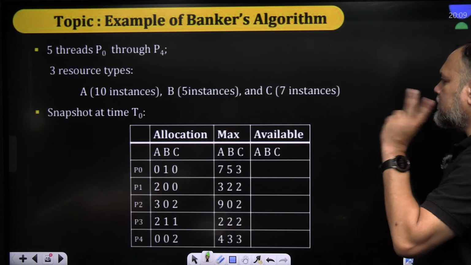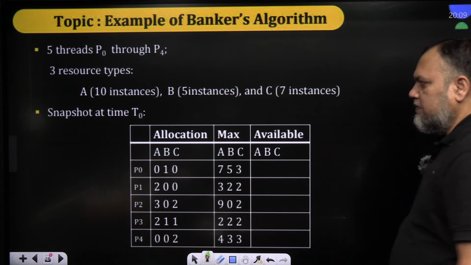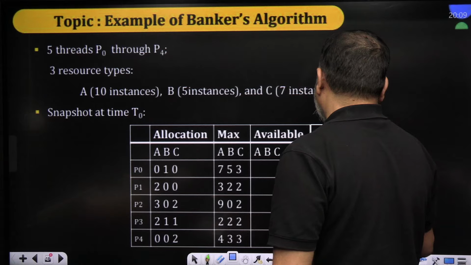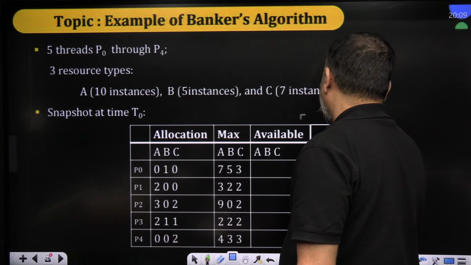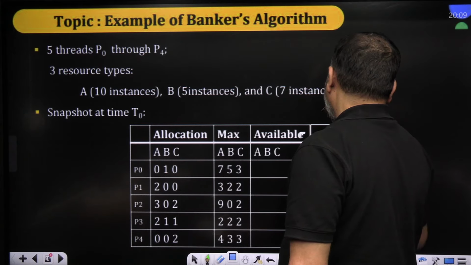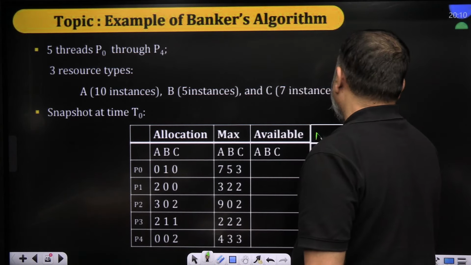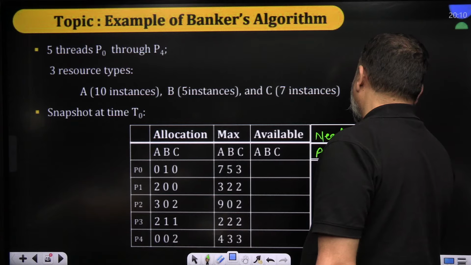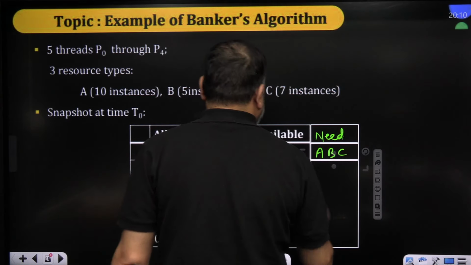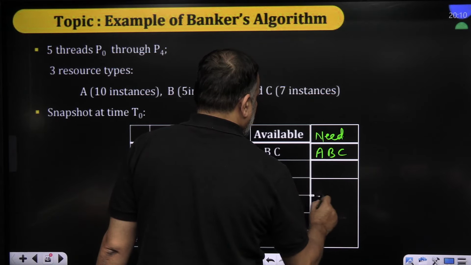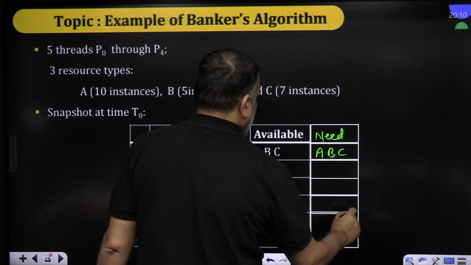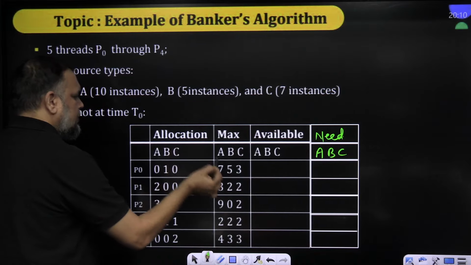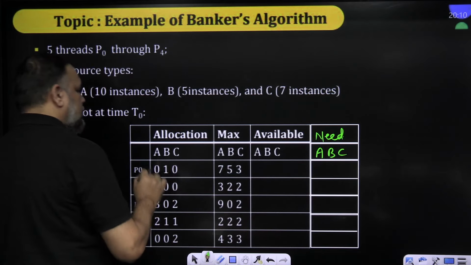तो हमें सबसे पहले दो चीजें डिटरमिन करनी होंगी, वो है अवेलेबल एंड द अदर इज नीड. नीड इज मैक्स माइनस एलोकेशन. सबसे पहले नीड वैल्यूज डिटरमिन कर लेते हैं. Will work out the need values. Look at this, I'm working out need here. So I will write down need of ABC for the five processes. Need of ABC for 5 processes, let us write one by one here. Okay, need of P0, max minus allocation, 7 minus 0, 5 minus 1, 3 minus 0, toh ye banega 7 4 3.